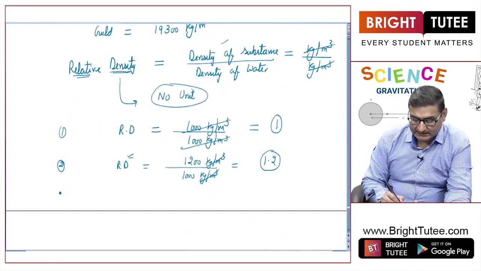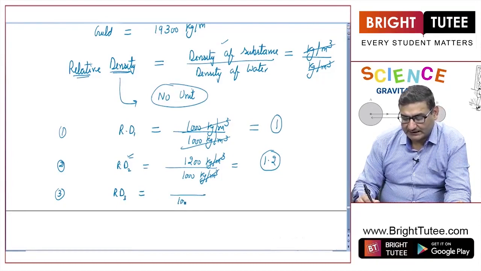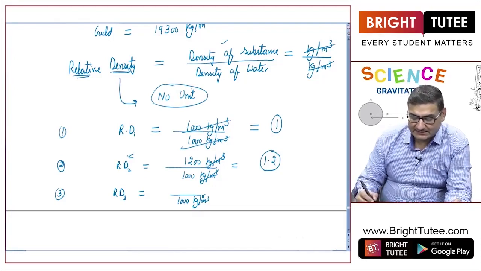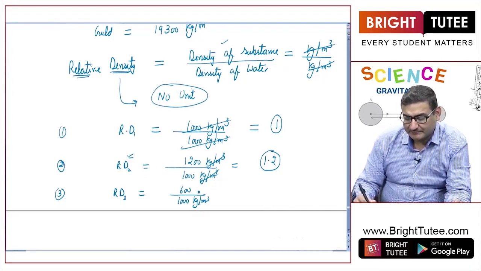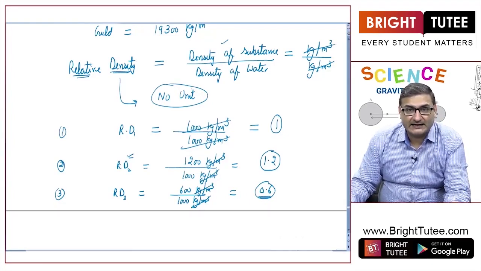Let us take the third scenario when we are calculating the relative density of a substance. Let it be substance number 1, substance number 2, substance number 3. The density of water, as we have seen, is 1000 kilogram per meter cube. Now let us say we take a substance whose density is lesser than that. Let it be 600 kilogram per meter cube. Now cancelling it out, I get the answer 0.6. So if the relative density of a substance is less than 1, it shows that it is lighter than water.